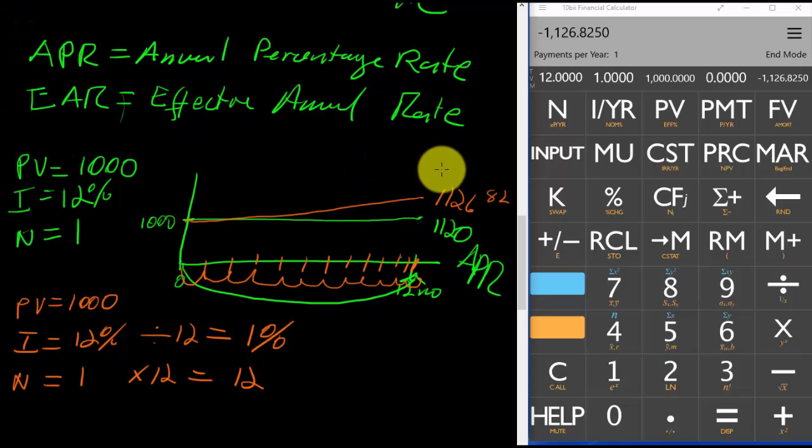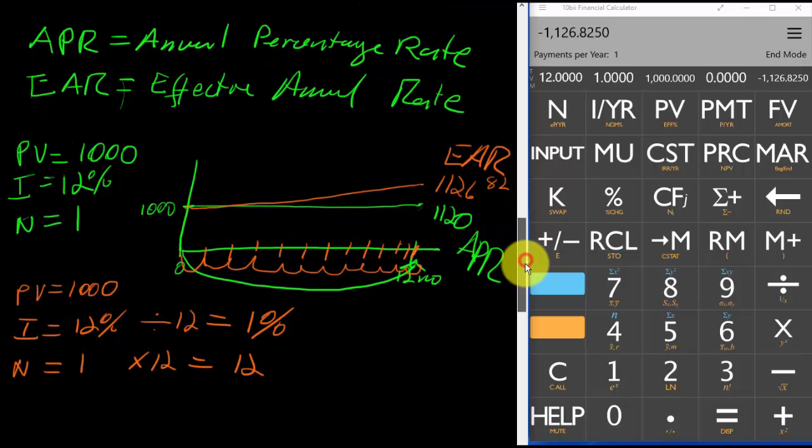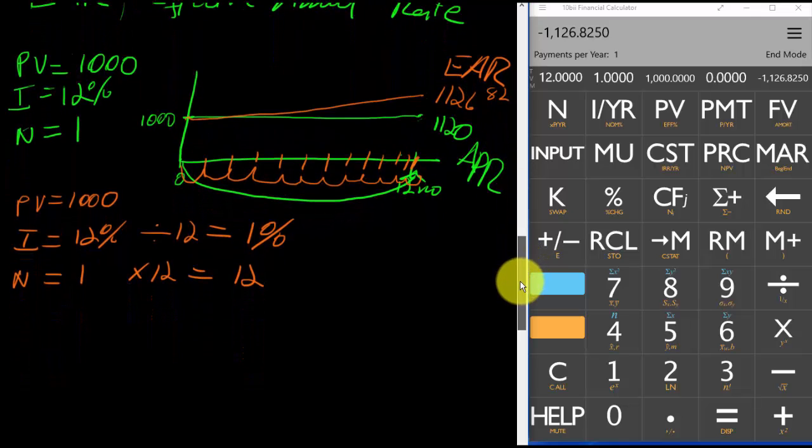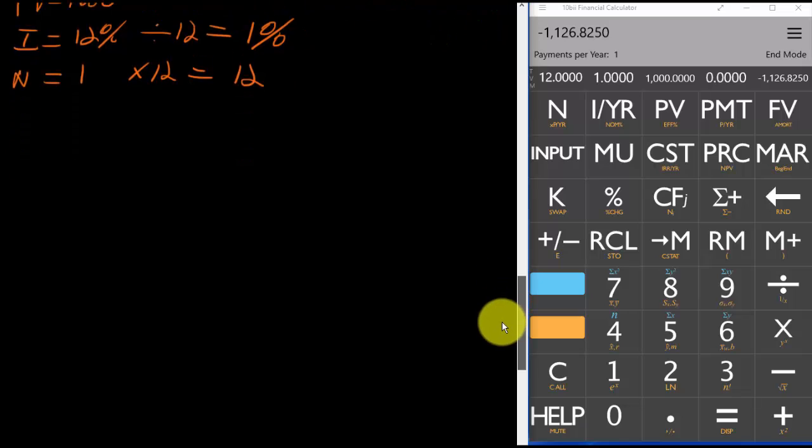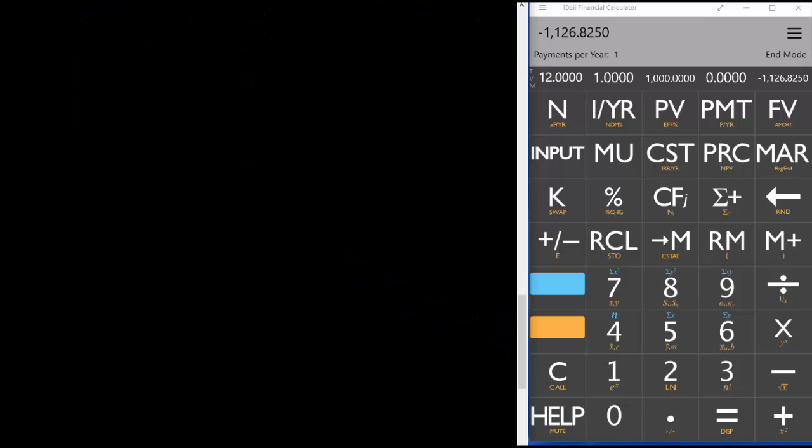When I go back at the end of the year and look at my actual interest and look at my return, this guy is my EAR. It's not necessarily fair, but it's something that you need to know as a financial professional. So the question then becomes, how do I calculate EAR?